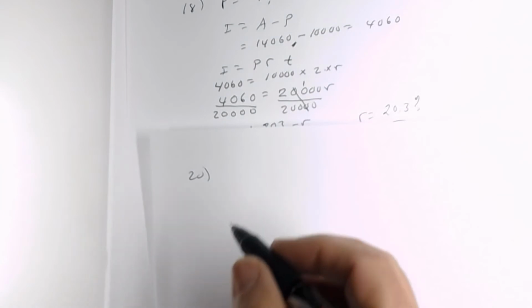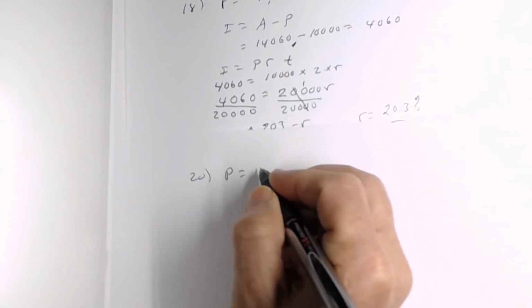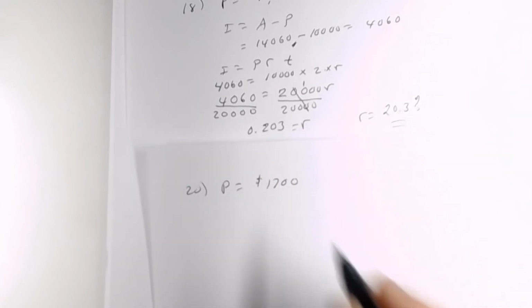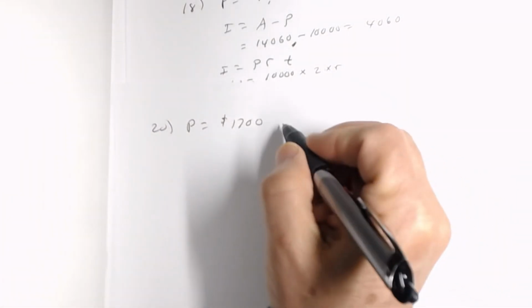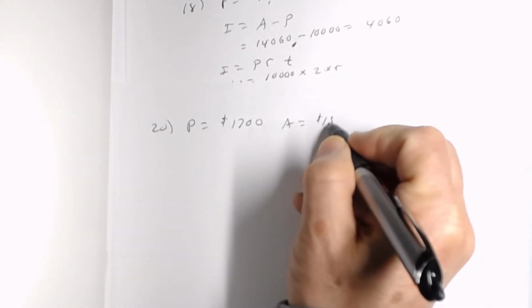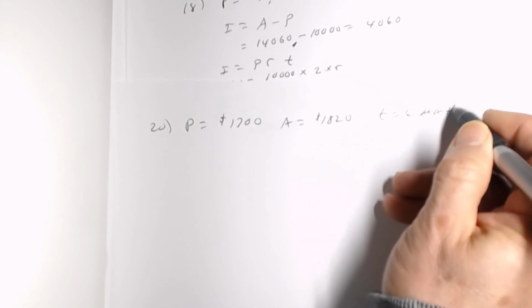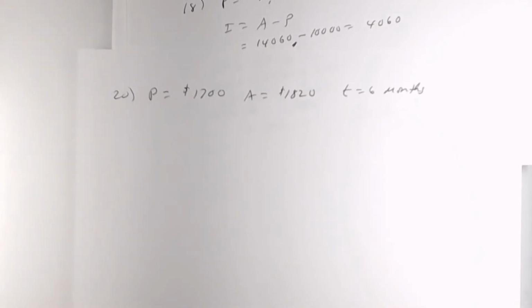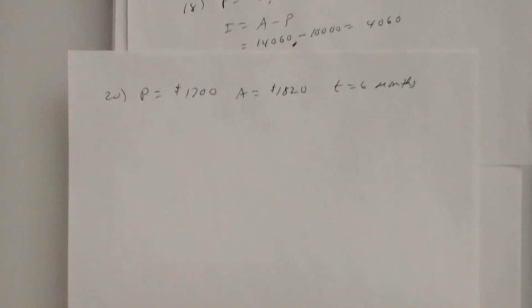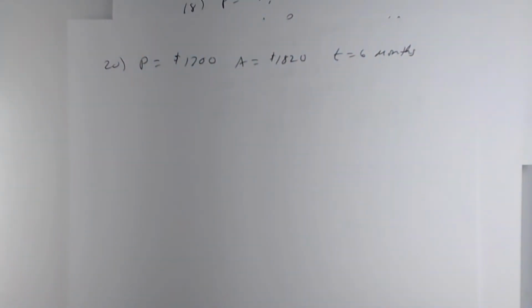Okay, number 20. Suppose you're told that the principal is $1,700, the future value is $1,820, and the time is 6 months. So let's find the interest rate.